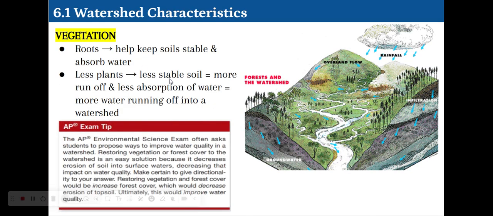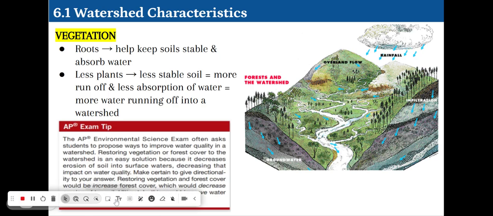We also have the vegetation, so this is the root systems. We know that these help keep the soil stable, and they also help absorb water. Fewer plants means less stable soil, more runoff, and less absorption of water, meaning that more of the water will be running off into a watershed. And again, that's not necessarily bad, it's just how things are.